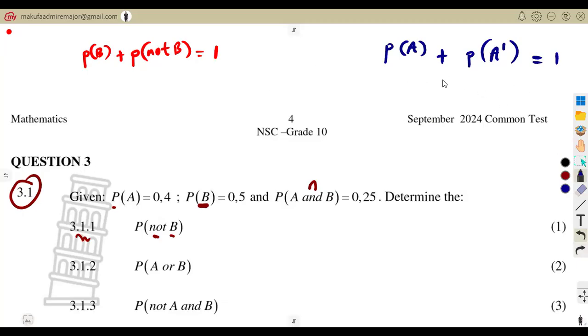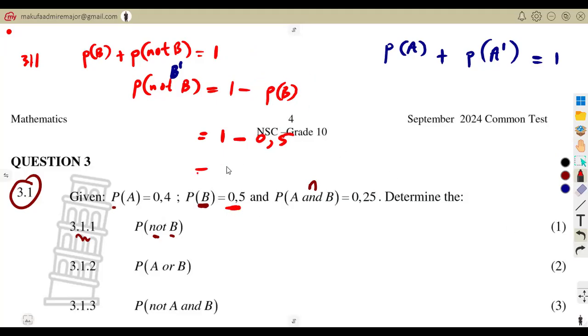So from this, I can calculate any one that I want. In this case, we want not B. I just hope, guys, you understand this. So 3.11, the probability of not B, which is B complement. Here B complement is equal to 1 minus the probability of what is in B. You take this one to the other side, it becomes a 1. This simply means B complement, what is not in B. So that is going to be 1 minus the probability of B, which is 0.5. That is also going to give us 0.5.